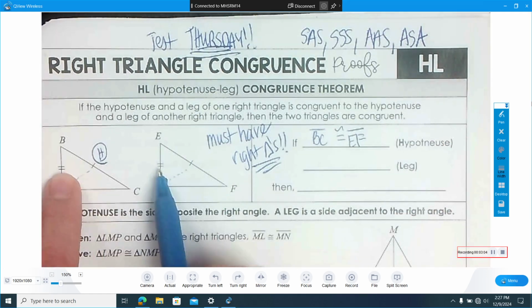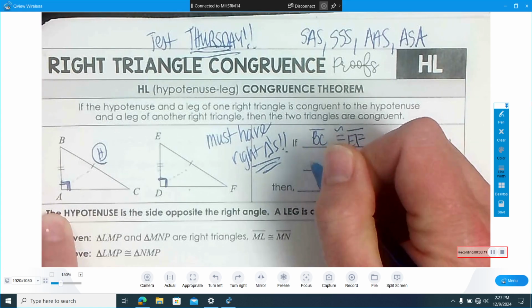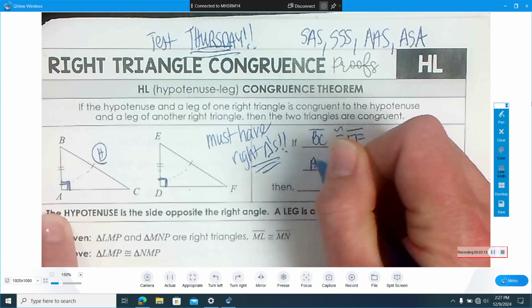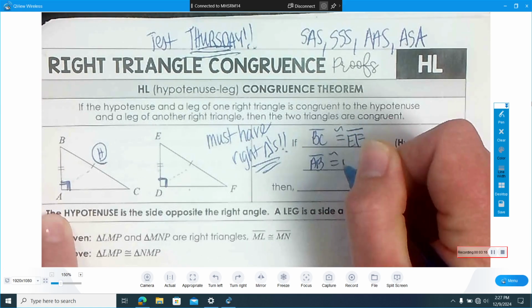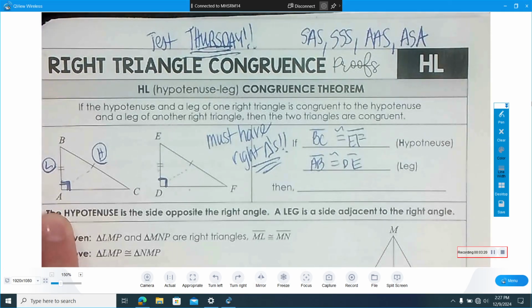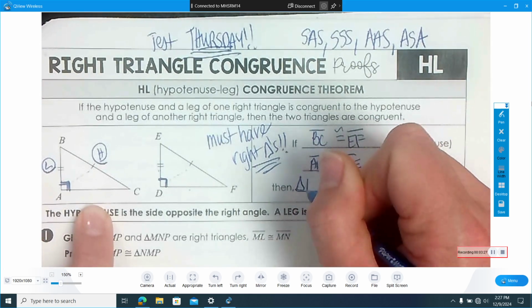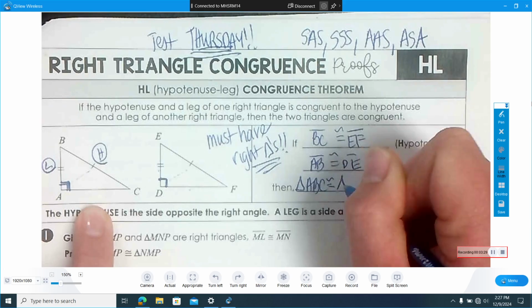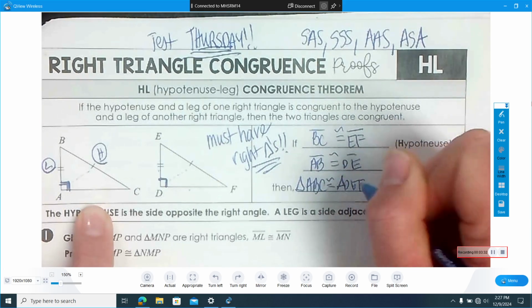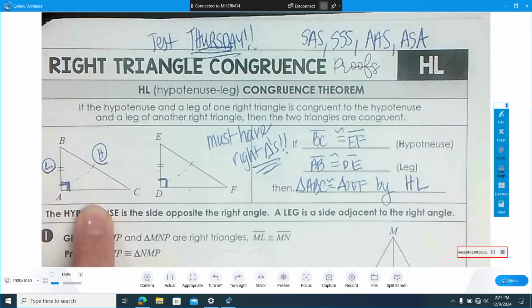The other 2 sides, we see here we have this pair, AB is congruent to DE. The other 2 sides in these right triangles, we just call legs. So AB is congruent to DE. That is a pair of legs that are congruent. And so because we have a hypotenuse and a leg in a right triangle, then our triangles are congruent. So triangle ABC is congruent to triangle DEF by hypotenuse leg congruence.